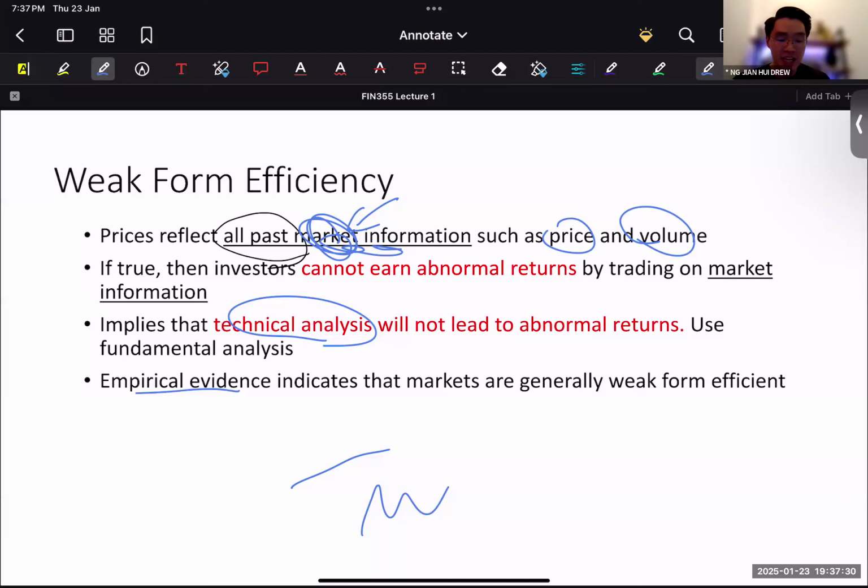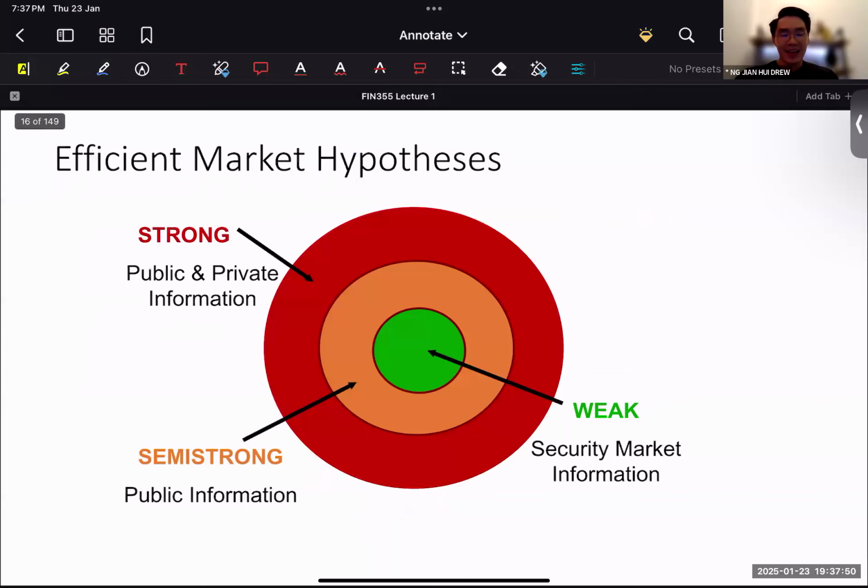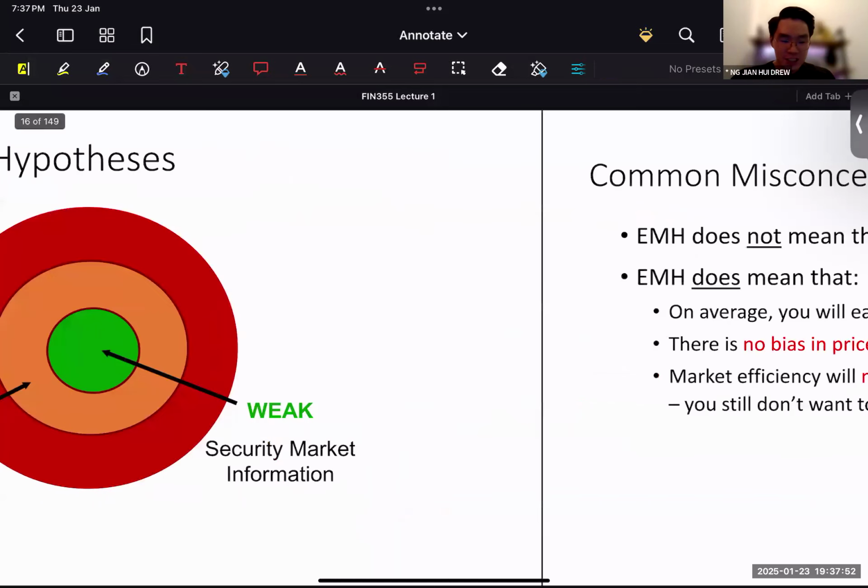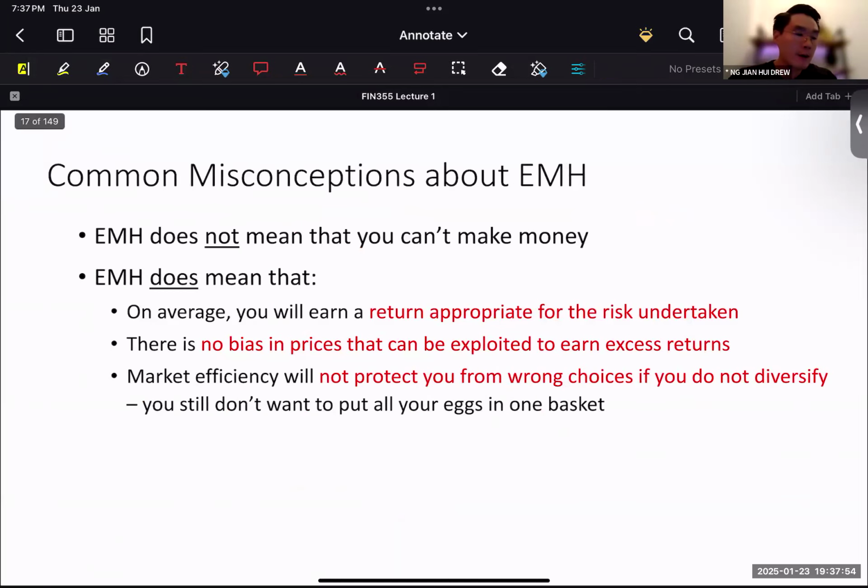Empirical evidence suggests that the market is generally weak form. Of course, some traders would say that this is not true because they can earn abnormal returns using technical analysis, right? So that's up for debate. This is just a pictorial version, nothing to think about.